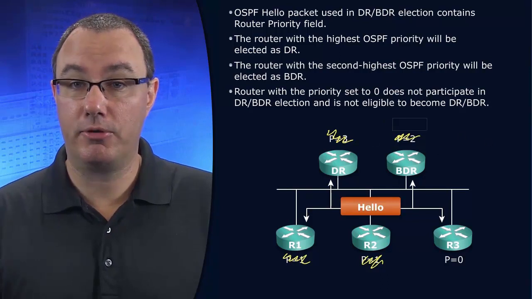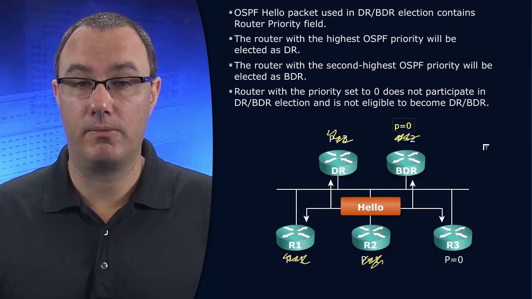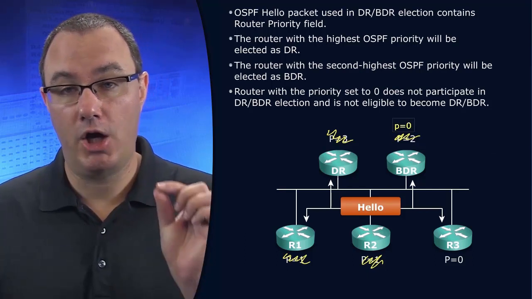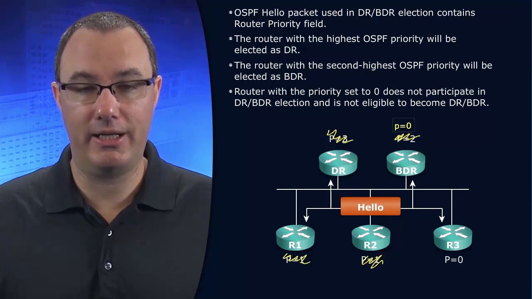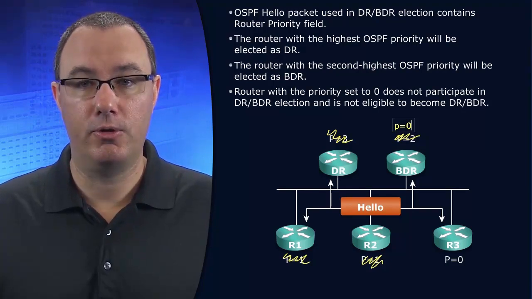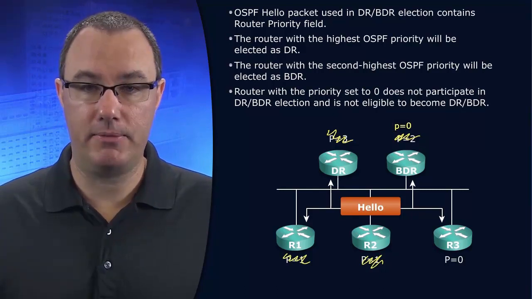Well, then no neighborship would be formed. No neighborship would be formed. Why? Because there would be no one on the network to participate. We need at least one router with a non-zero priority value to be willing to become the designated router.